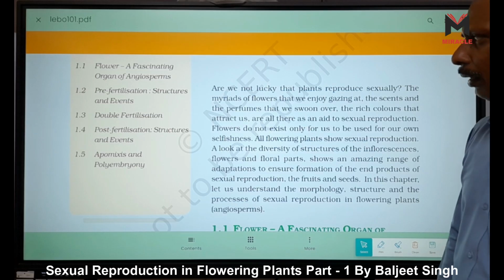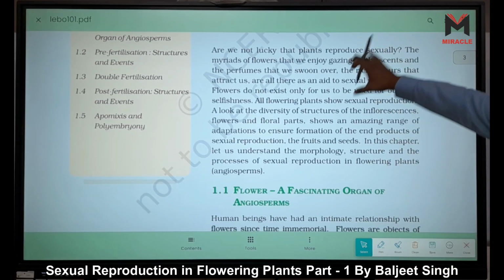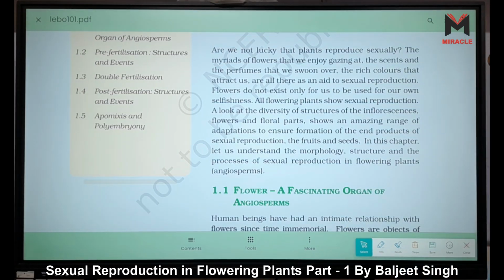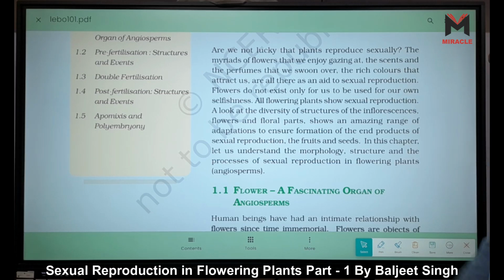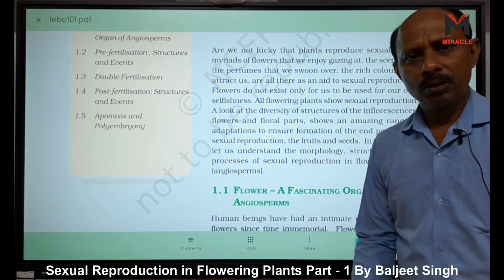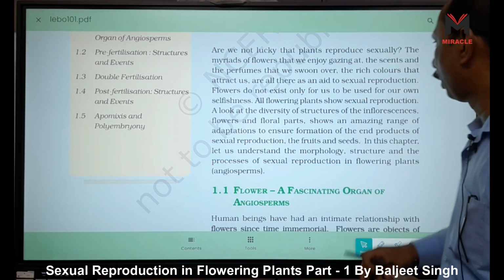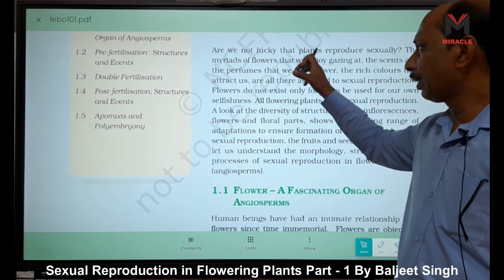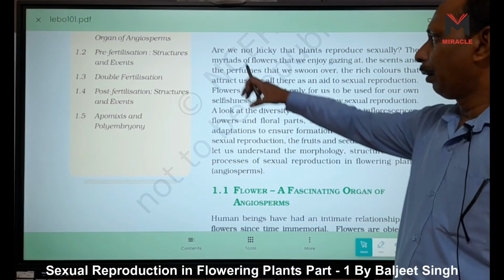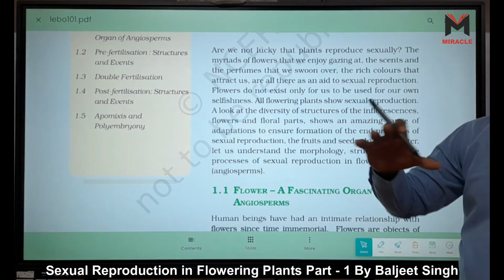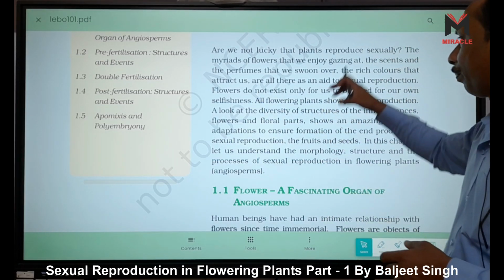First, what is given? Flower, a fascinating organ of angiosperm. In this passage, nothing is very important, but we have to read it. Are we not lucky that plants reproduce sexually? Yes, we are lucky, because sexually means we have many variations. We have myriads of flowers, we get fruit, seed. These are all the products of sexual reproduction.